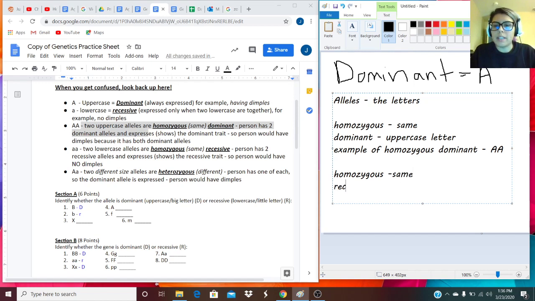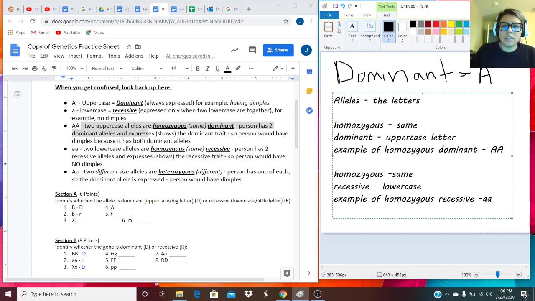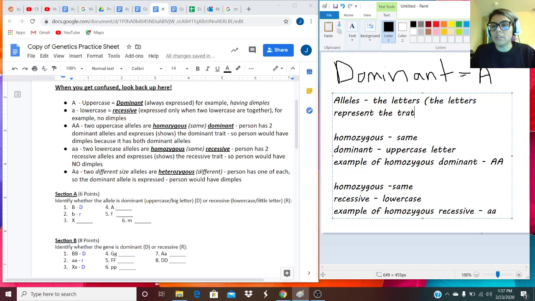And we know that recessive is going to be the lowercase letter. So an example of homozygous recessive is going to be little a, little a. And again, notice how it's right here in the notes. When it says two lowercase alleles, remember alleles is just the letters. The alleles are the letters, and these letters represent the traits we're talking about.